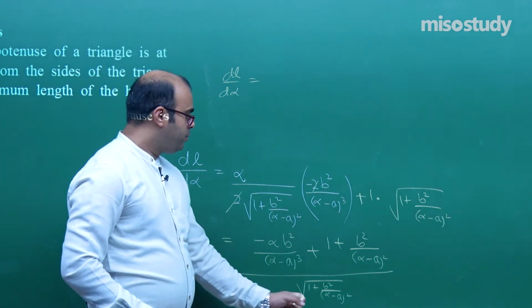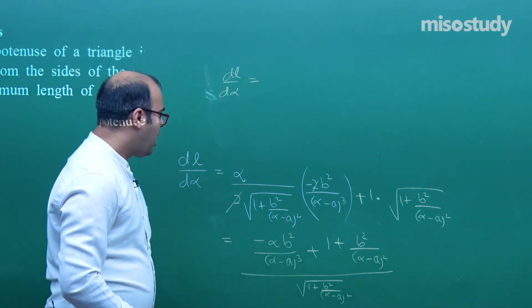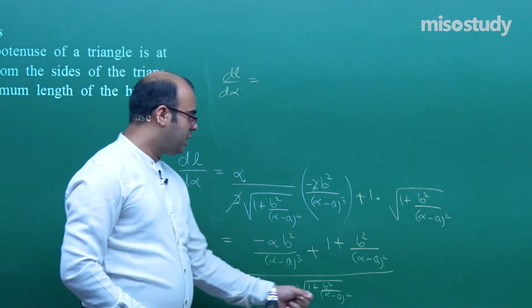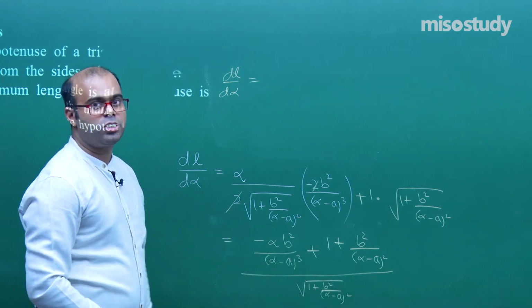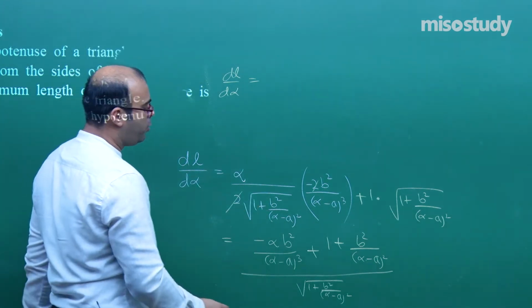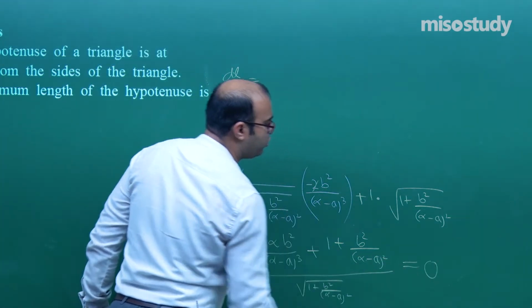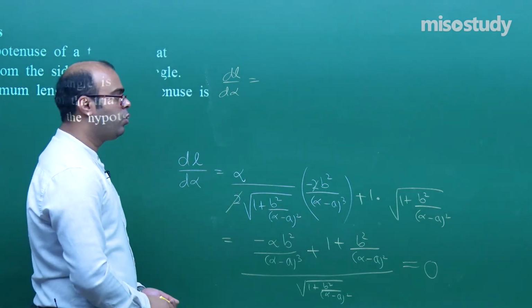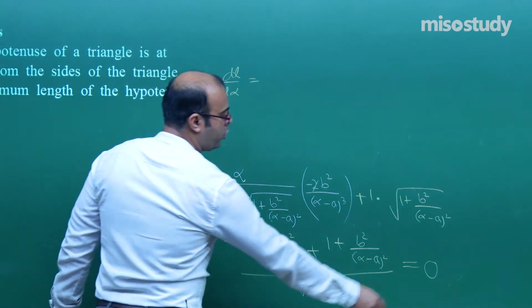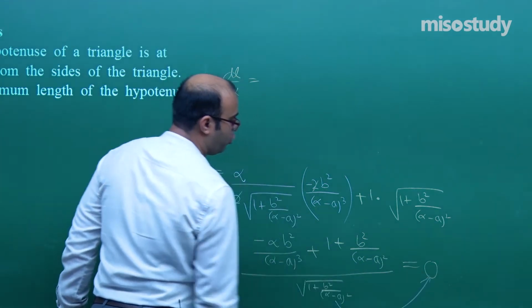If you observe, this is the denominator, and we can't take dl by d alpha as undefined, because in that case alpha has to be a, which is not possible, because then the triangle will not be possible. So, the only possibility is that the numerator can become equal to 0. We can't take alpha equal to a. So, this can become 0. That means this will go there and it will become 0.